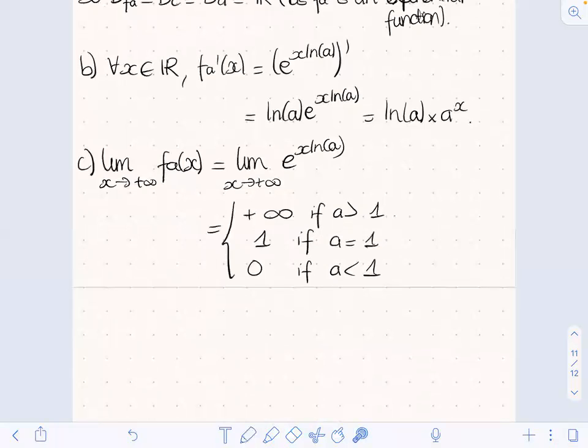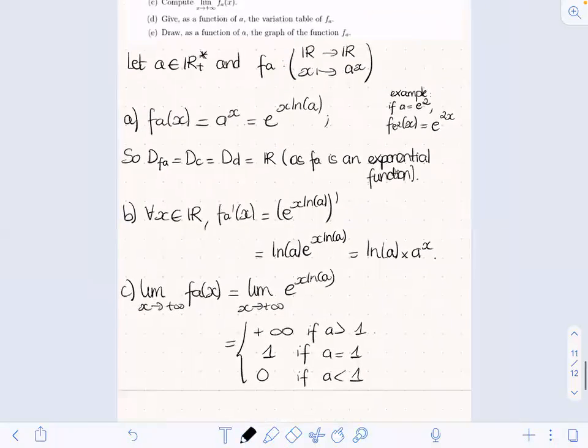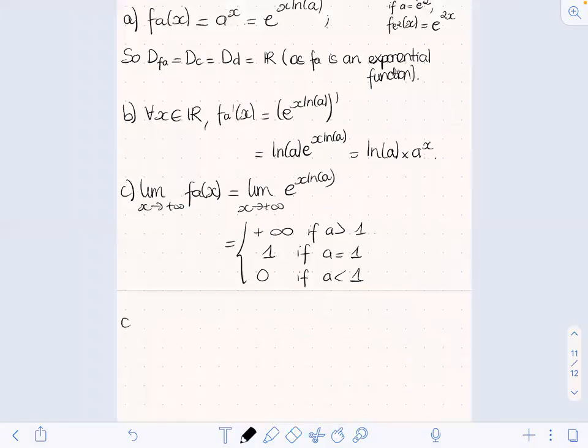So from this limit, it becomes apparent that there's basically 3 different cases for the behavior of this function. And I think what's asked for in question D is that we give the variation table of FA. So in practice, we're going to draw 3 variation tables.